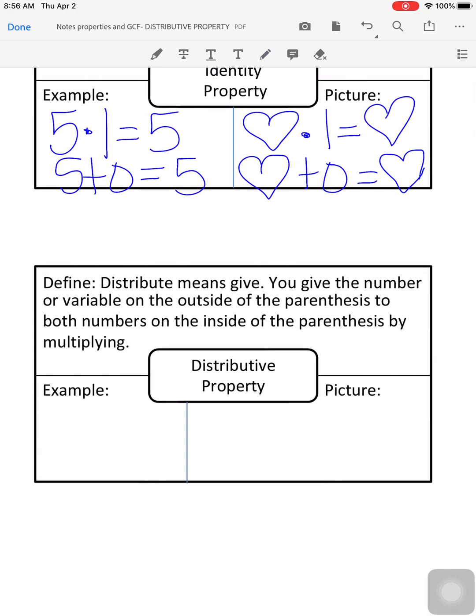The distributive property, we're going to go into a little more in depth than the others. The distributive property is when you give. So distribute means give. You give the number or variable on the outside of the parentheses to both numbers on the inside of the parentheses by multiplying. Alright, so the distributive property looks like this.